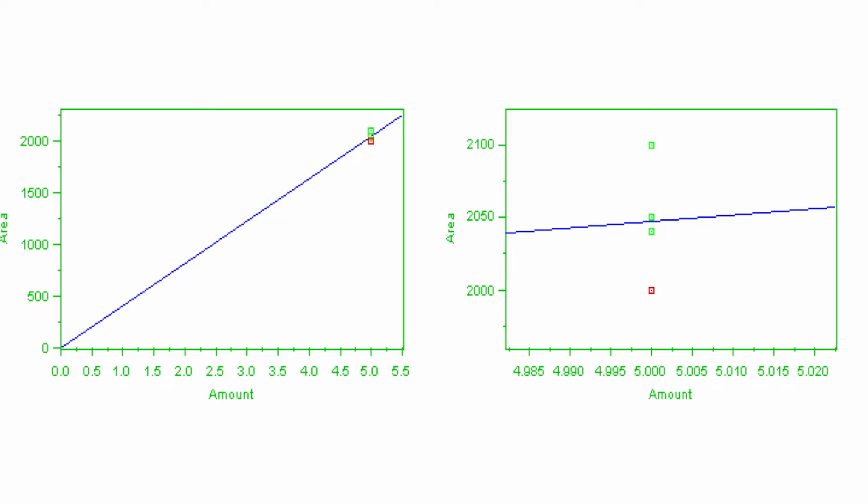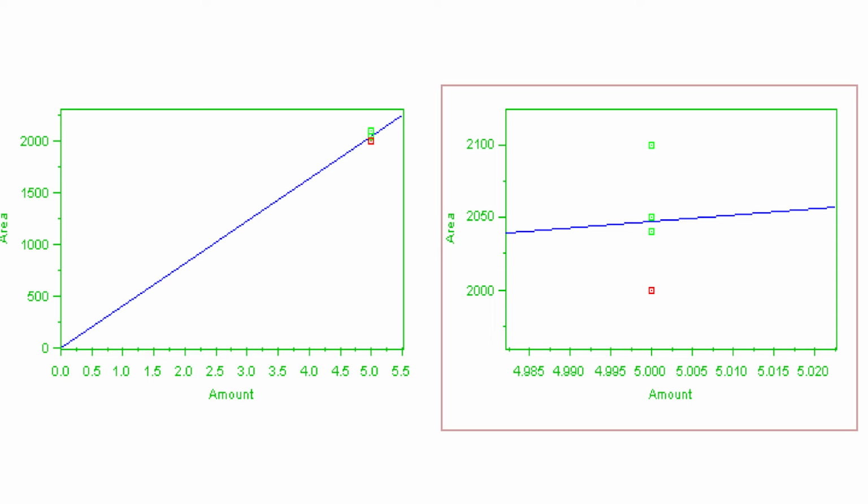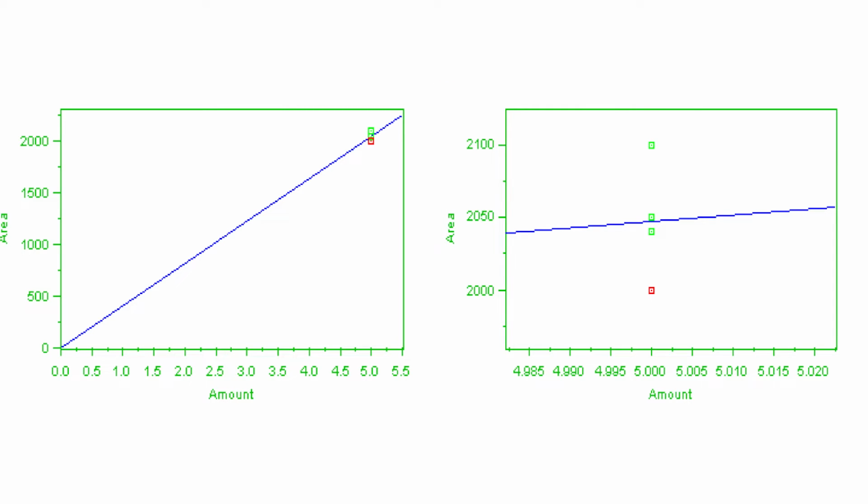This calibration curve was created from 4 injections, each containing 5 micrograms of this component. The 4 data points have the same amount, and therefore lie in a vertical line. As can be seen in the expanded plot on the right, the calibration curve does not pass through any point, but passes through the average of the 4 points.